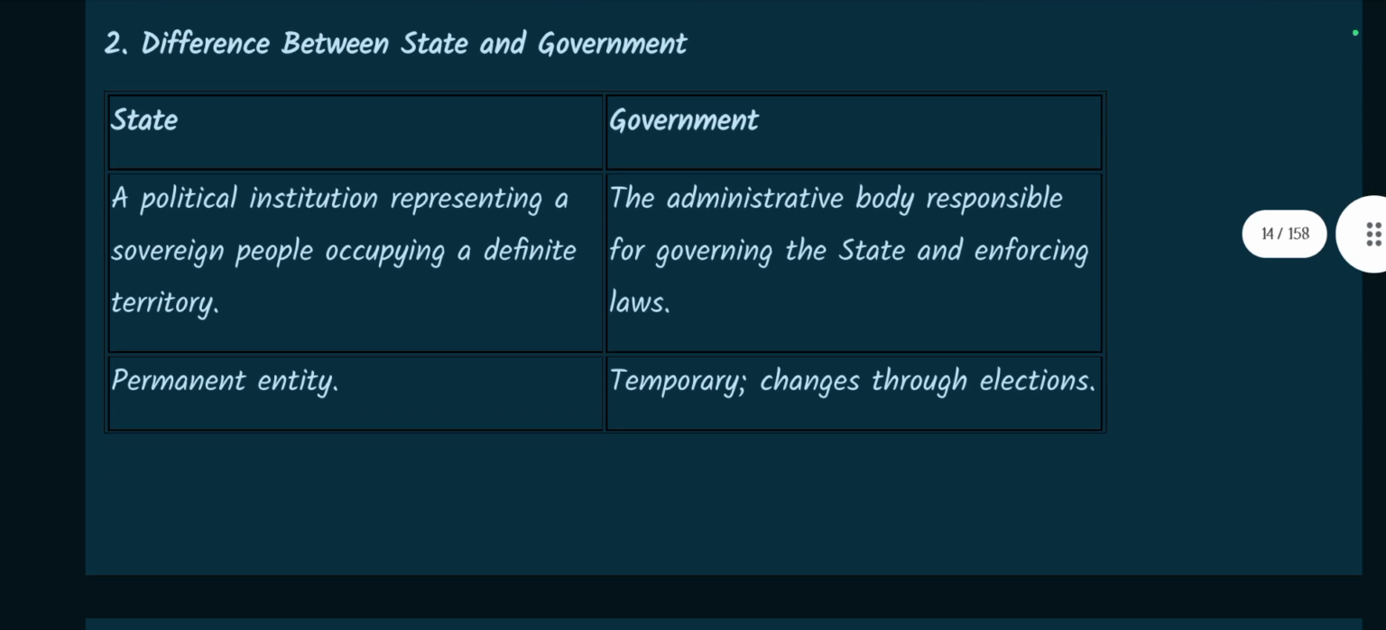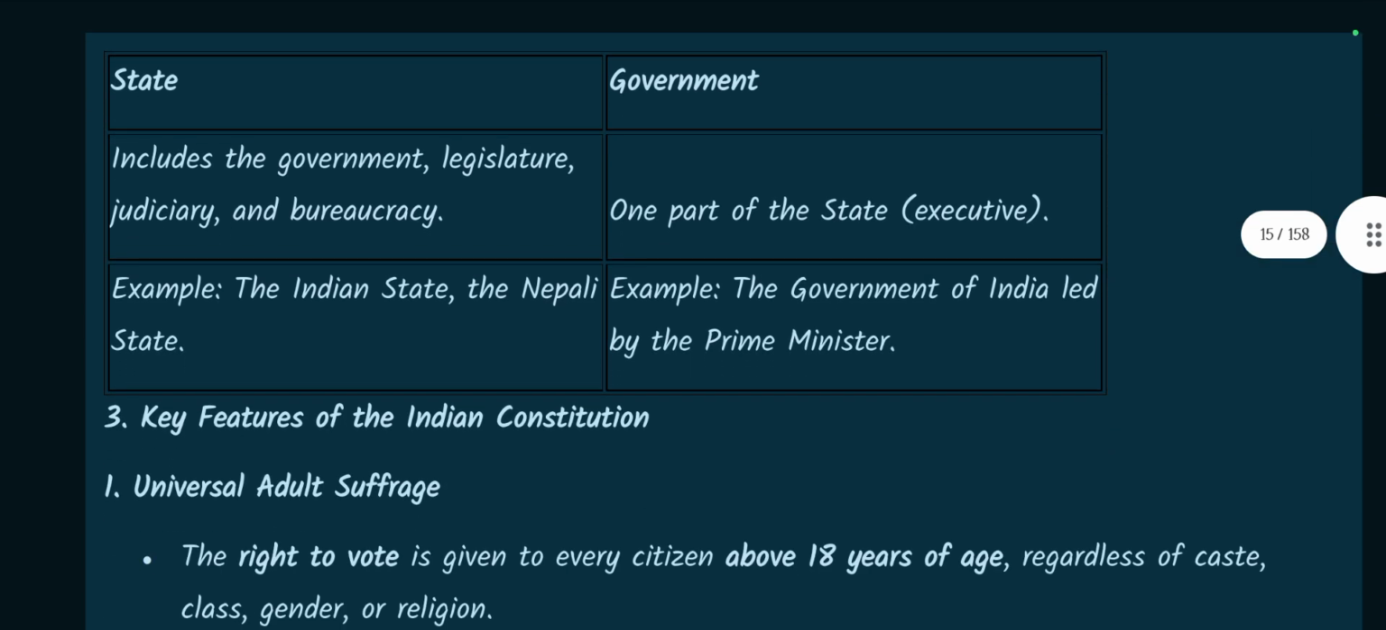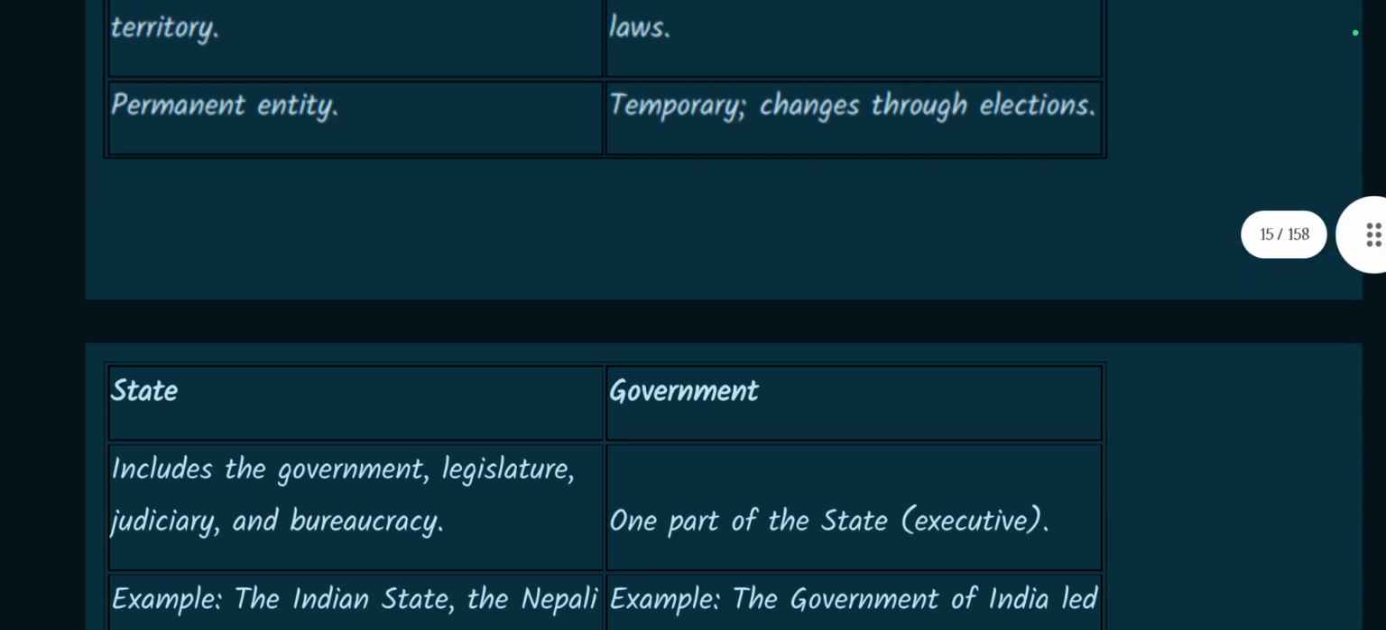Difference between state and government. State is a political institution representing a sovereign people occupying a definite territory. It is a permanent entity. It includes government, legislature, judiciary, and bureaucracy. For example, the Indian state, the Nepali state.